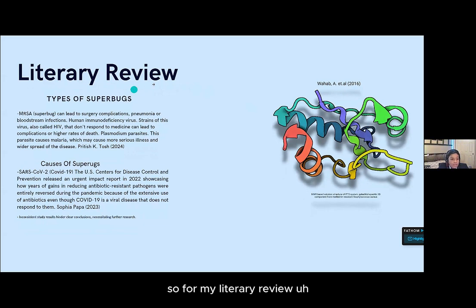For my literature review, I researched more into the superbug called MRSA, methicillin-resistant Staphylococcus aureus. MRSA can lead to surgery complications like pneumonia or bloodstream infections. HIV, human immunodeficiency virus, has also developed strains that aren't affected by antibiotics, causing a higher rate of death. Plasmodium parasites cause malaria, and this has had a strain of superbugs too, and has caused a wider spread of these diseases.